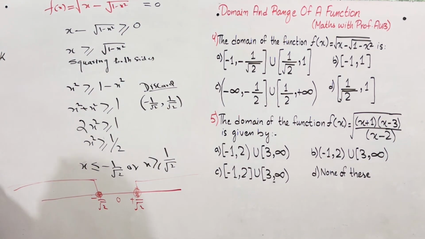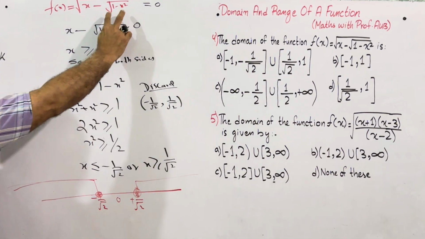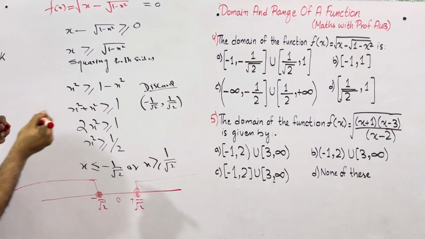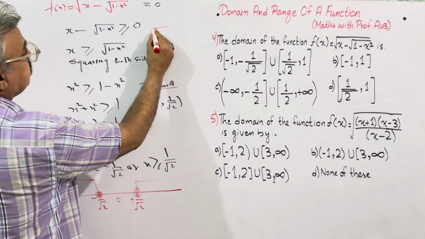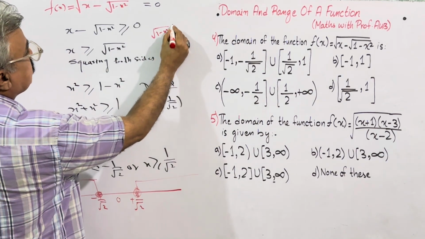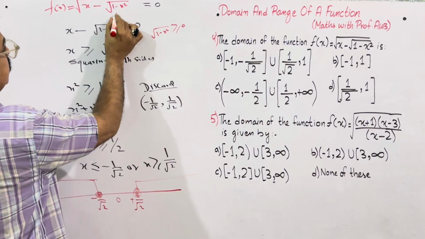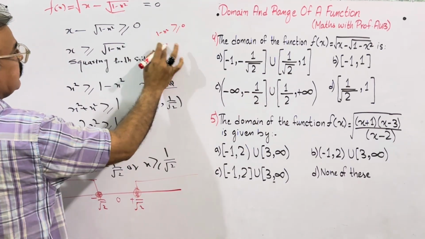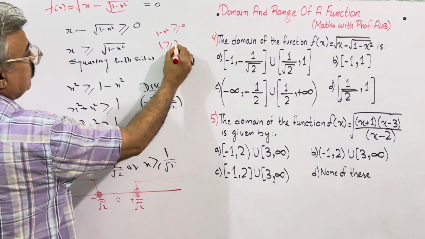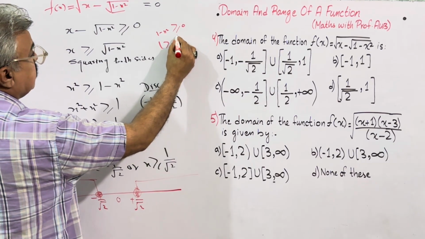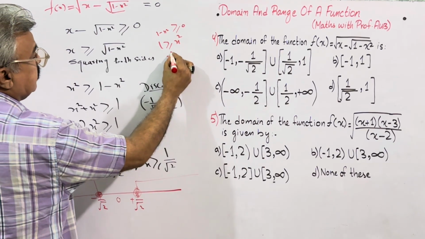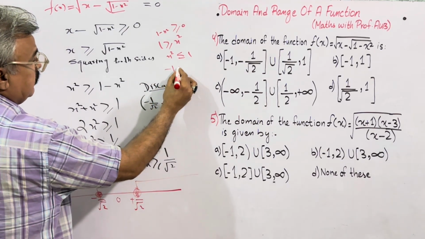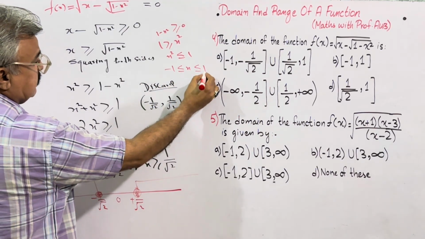What about the other square root? We have another square root. Let's settle this down. It is 1 minus x square. It must be greater than or equal to 0. I am only taking this: 1 minus x square greater than or equal to 0. It will give me 1 is greater than or equal to x square, or x square is less than or equal to 1. It is our normal interval: minus 1 is less than or equal to x, x is less than or equal to 1.